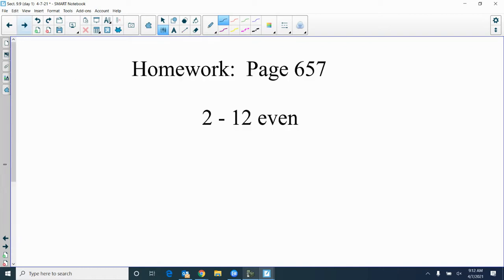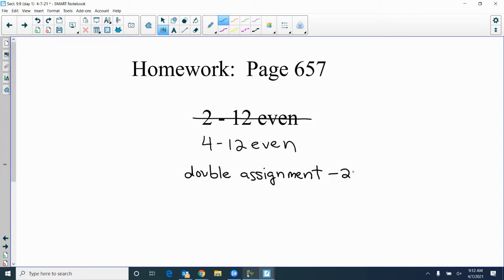All right, now here's what I need you to do. I'm gonna give you 5 problems. I'm gonna reduce this to 4 through 12 even. Okay, this is a double assignment, it's 20 points. Part of each problem is you gotta write down the quadratic formula for each one, that counts. If you don't, you lose a point. So we're doing what we did today.